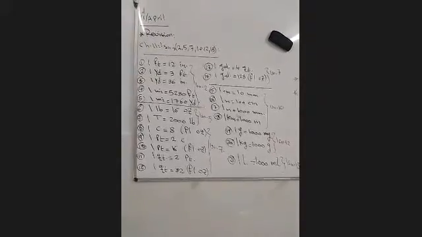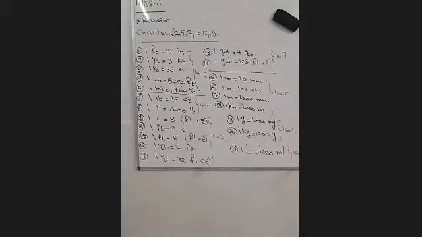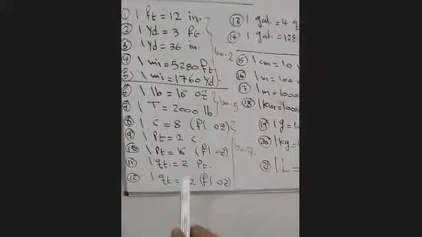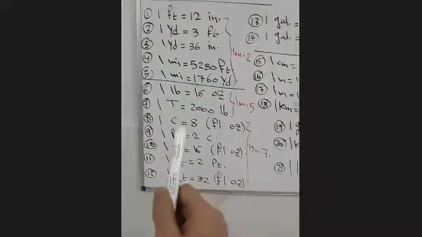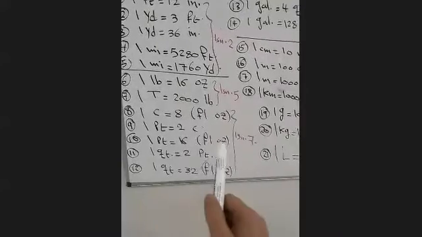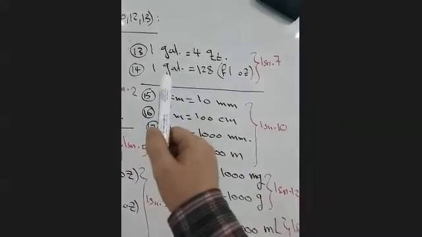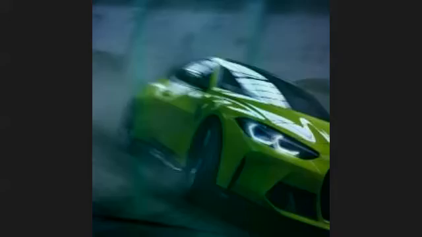Mr. I don't understand lesson 7. Lesson 7? Yes. These are the formulas for lesson 7. Cups to fluid ounce, pint to cup, pint to fluid ounce, quart to pint, quart to fluid ounce, gallon to quart, and gallon to fluid ounce, right?